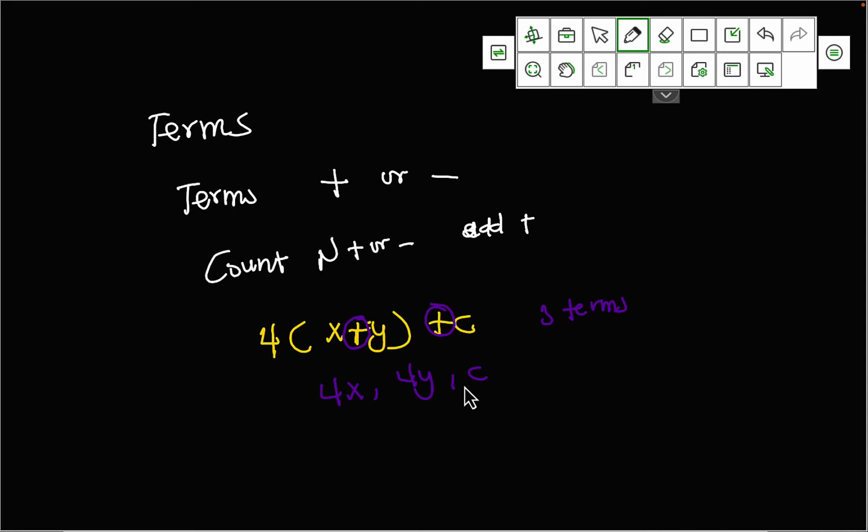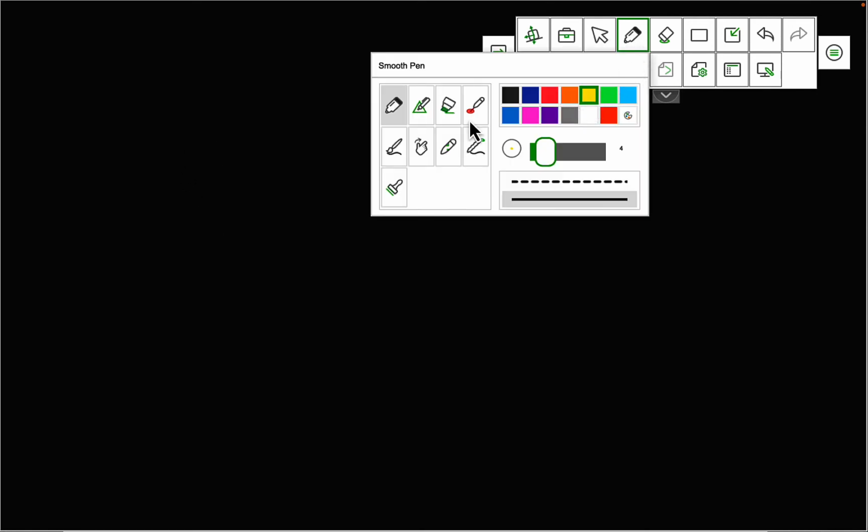If you want to know the number of terms in an expression, just count the number of plus and minus signs and add 1 to it, and then you can always find that. It's a very simple approach. Now, having known the number of terms, we have to talk about what we refer to as like terms.